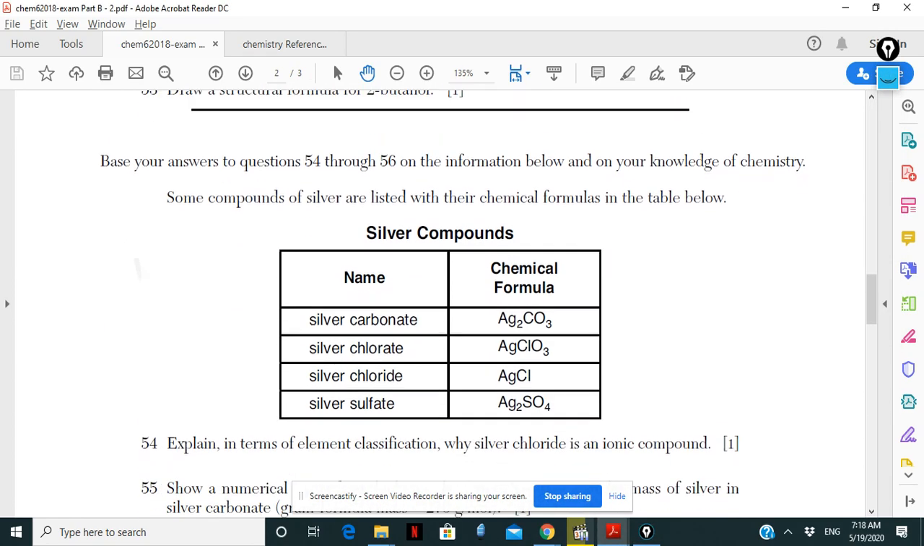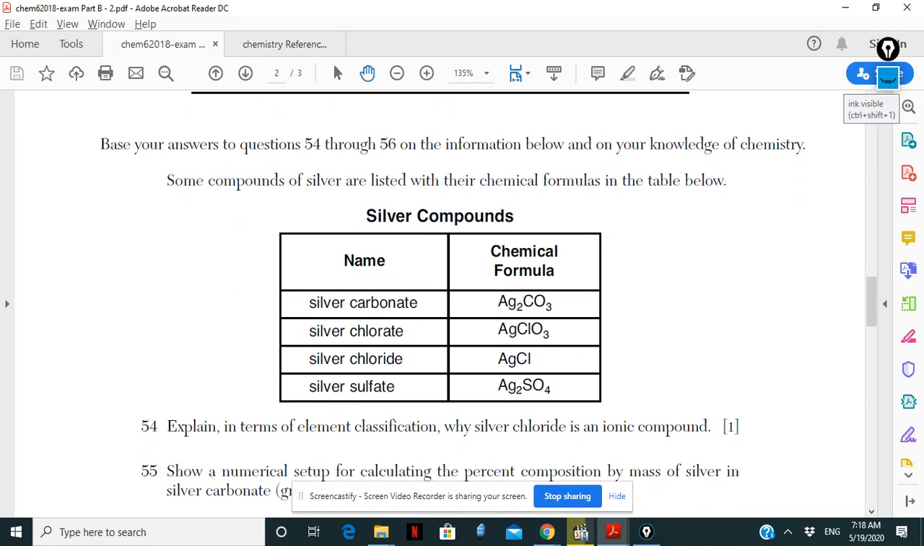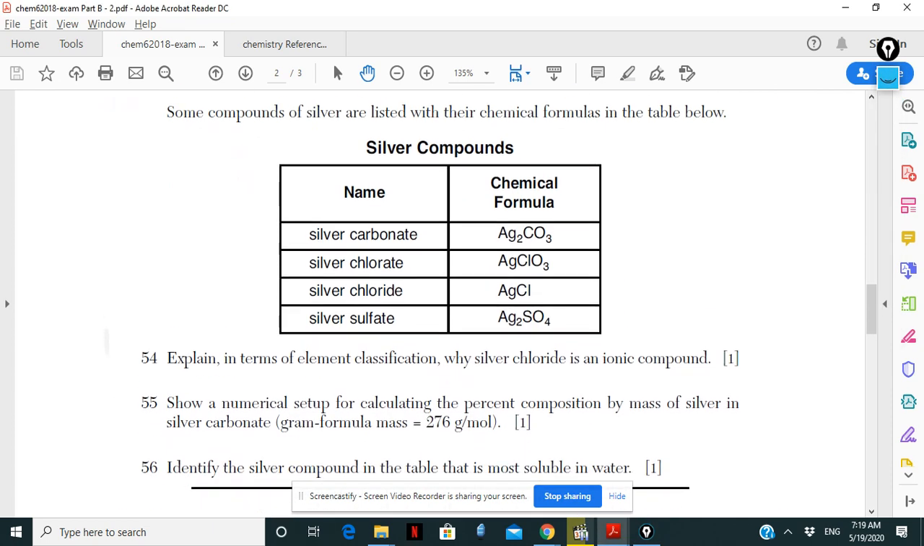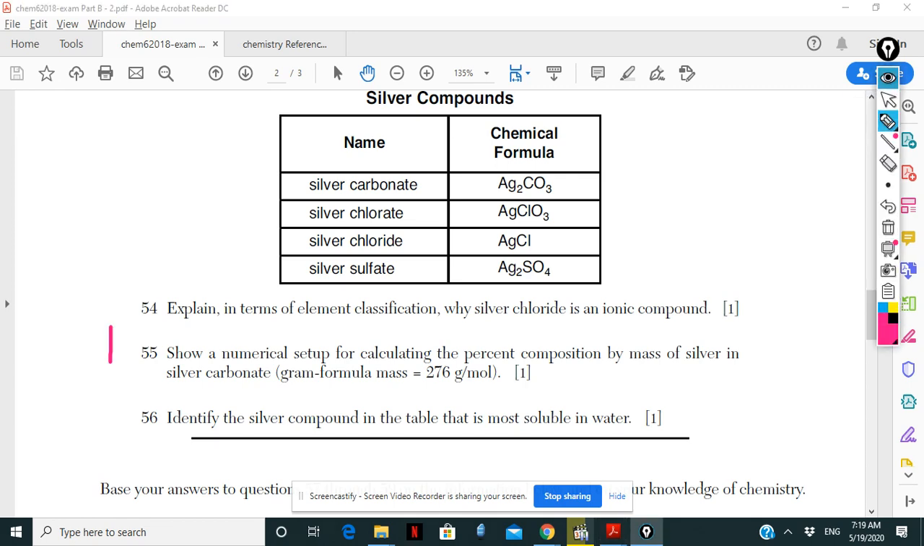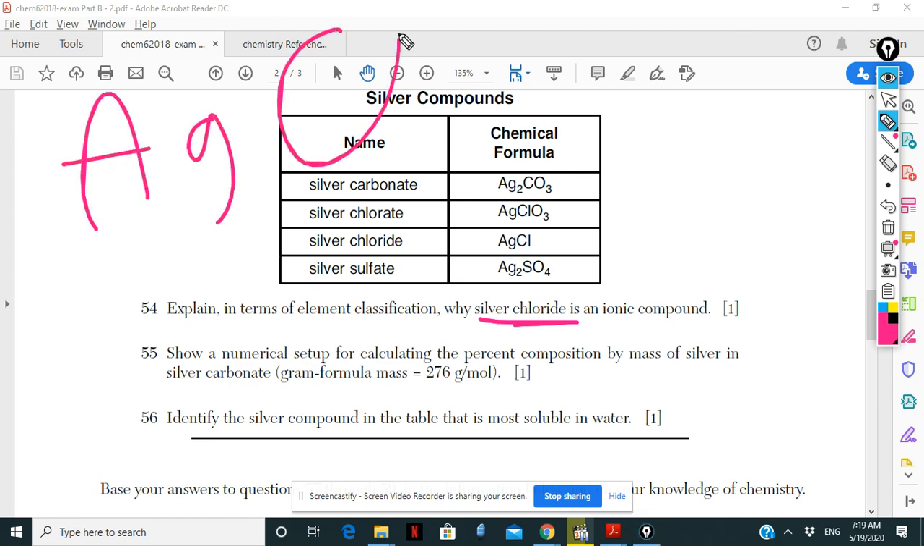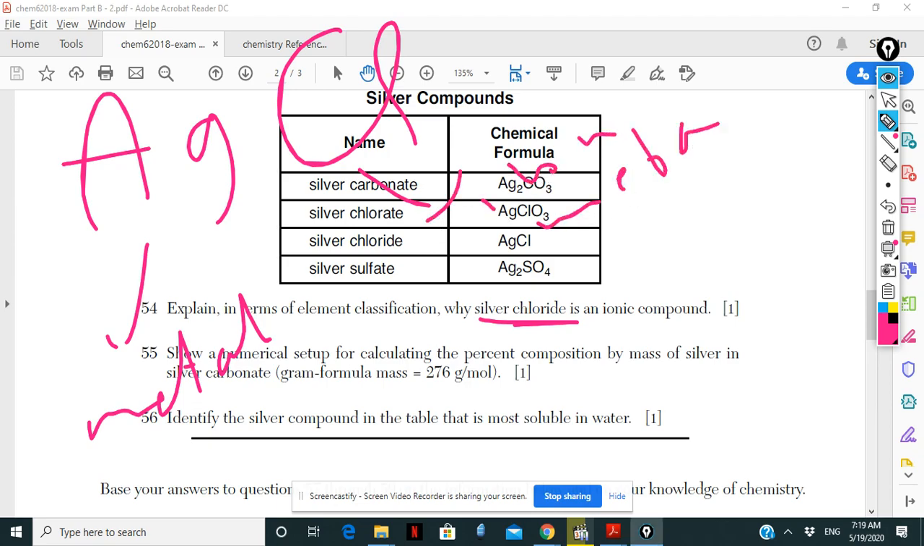Questions number 54 through 56. He's giving me a table for some silver compounds: silver carbonate, silver chlorate, silver chloride, and silver sulfate. Explain, in terms of elements classification, why silver chloride is an ionic bond. Silver is a metal and chlorine is a non-metal. The bond between a metal and a non-metal is an ionic bond. So I explained it in terms of the elements.